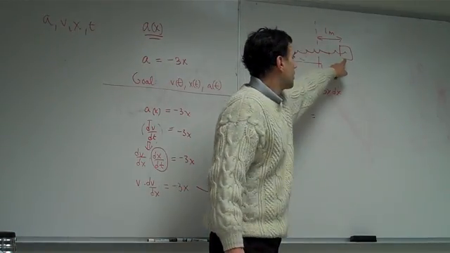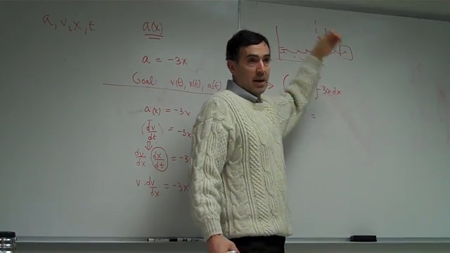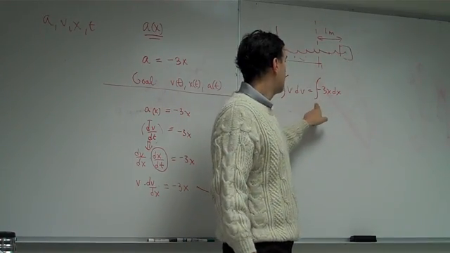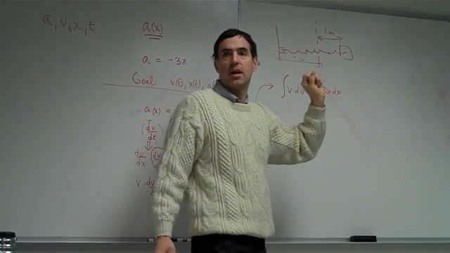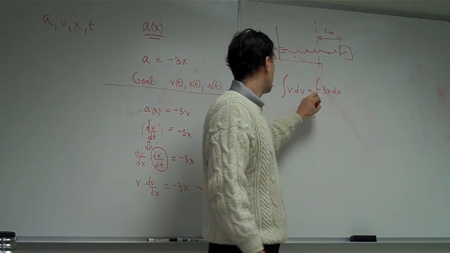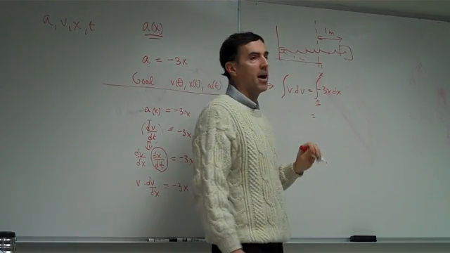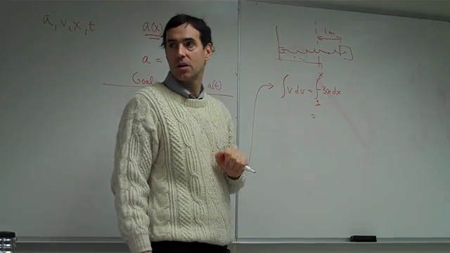If I pull it 1 meter to the right and let go, the instant I let go, that'll be where I start. What's my initial position when I first let go? 1 meter. So my position will go from 1 to some unknown value x. Those are my limits on position.